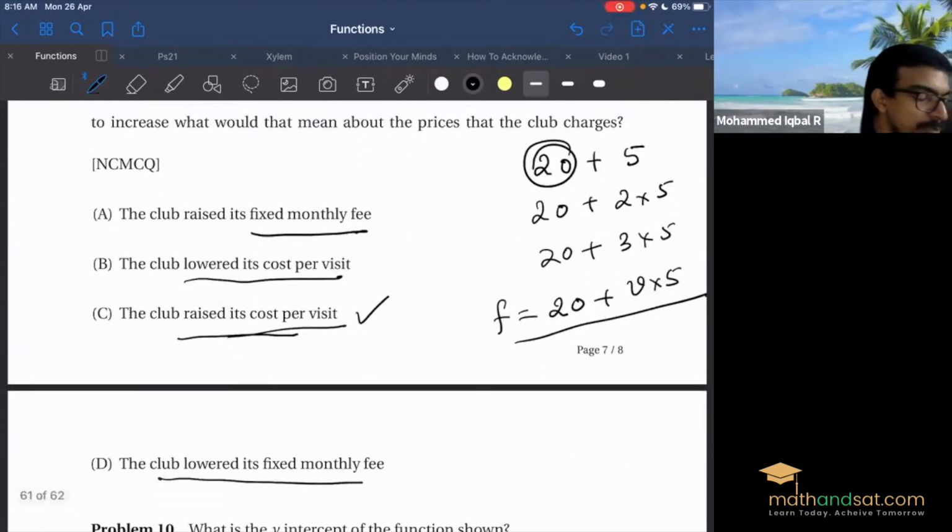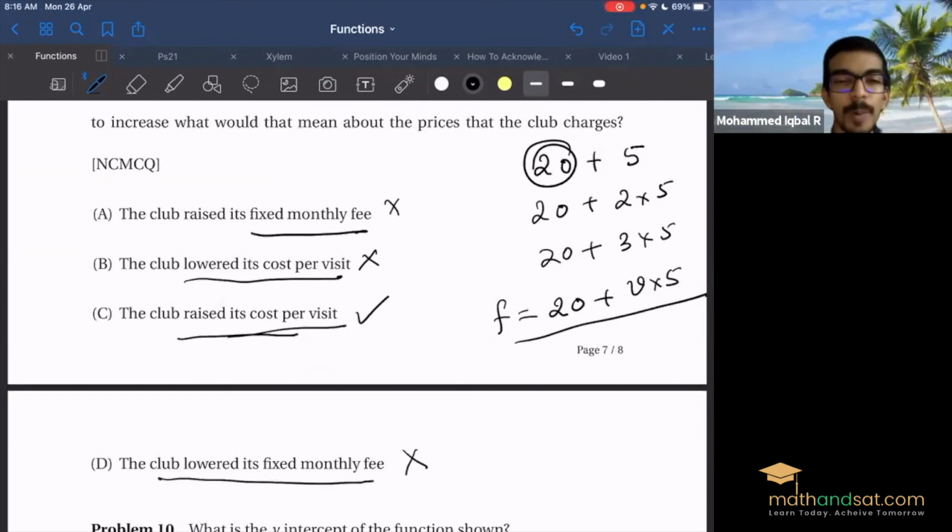The club lowered its fixed monthly fee. No, that is not correct. Of course, the total subscription fee will also go up. But here specifically, they say that the slope of the function increases, which means they have just increased the per visit pricing. Is that clear?